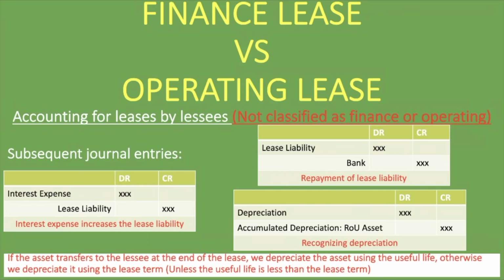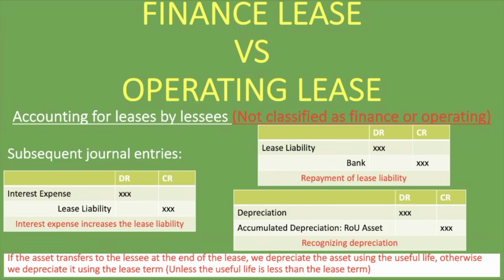So if the useful life of the asset is for 10 years and the lease is only for 8 years and it does not transfer to the lessee at the end of the lease term, then we will use the lease term, okay, of 8 years. Otherwise, if it transfers to the lessee at the end of the lease term, then we will use the useful life of 10 years, okay, because we will continue to have this asset after the lease term has ended.